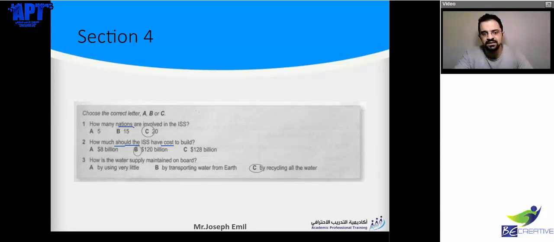How is the water supply maintained on board? We're talking about the water supply here. Water supply maintained. Maintained here is how we can keep them from being lost. We're talking about by recycling all the water. He said, the question here was, how do you manage with so little water on the International Space Station? And he said that transporting the water from Earth was or is very impractical. Let's listen one more time and focus on the linking phrases now.